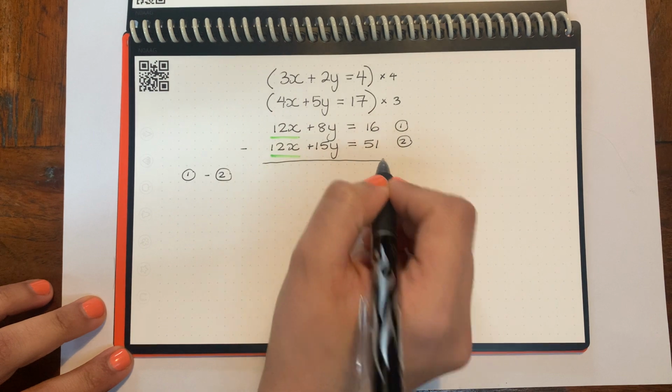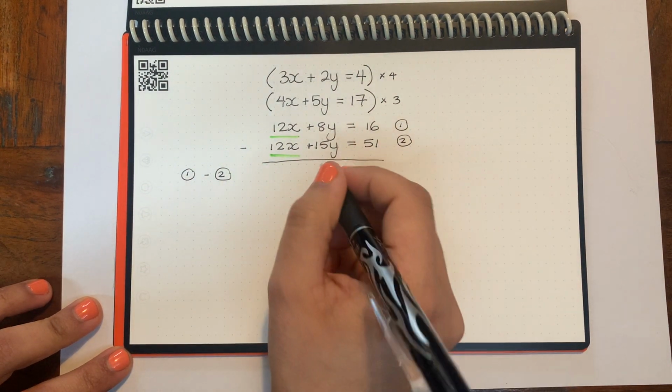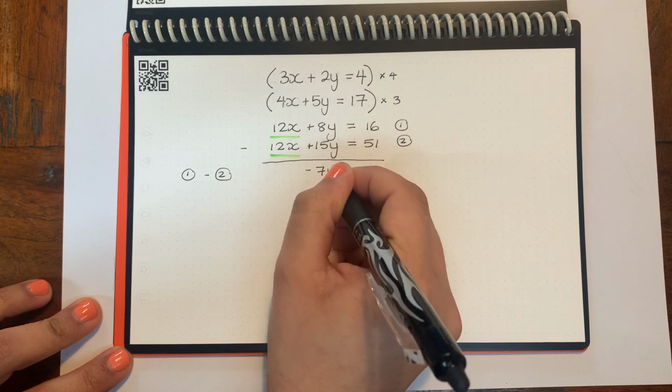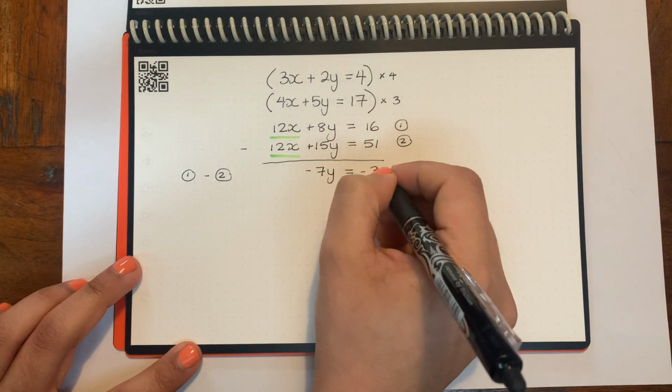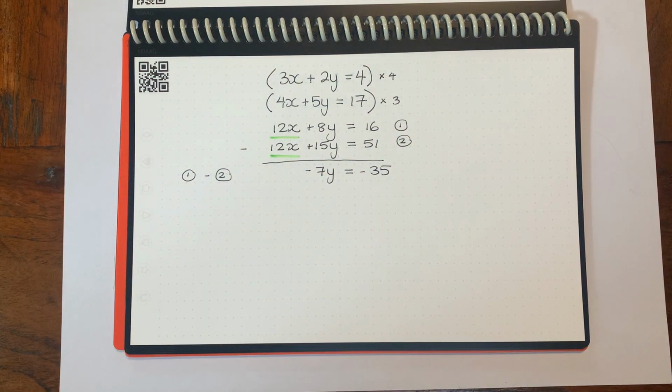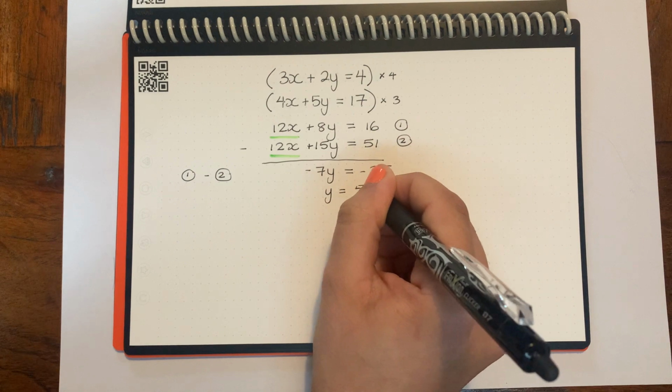So if I subtract those, 12x take away 12x is nothing. 8y take away 15y is going to give me negative 7y. Be careful with your negatives here. And then 16 minus 51, again, I'm going to end up with a negative number, which is negative 35. So from there, I need to solve for y. I'm going to divide both sides by negative 7, which gives me 5.